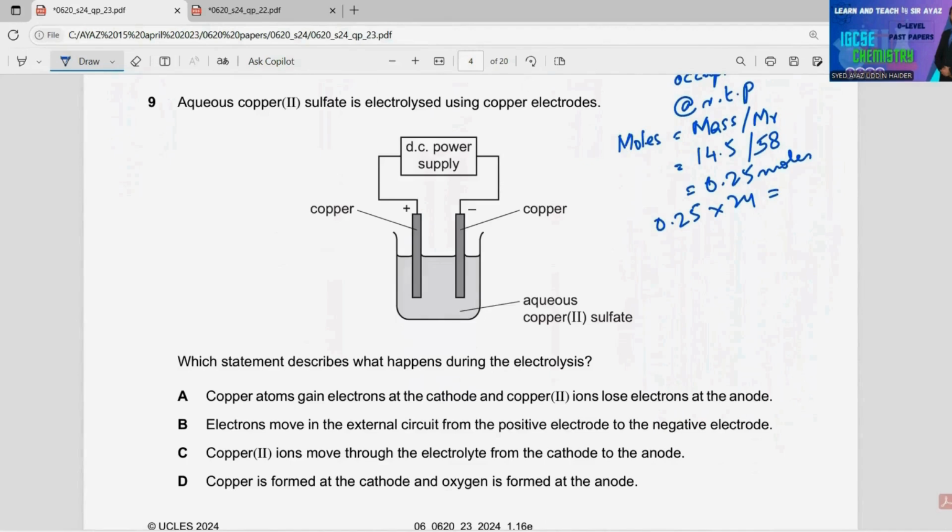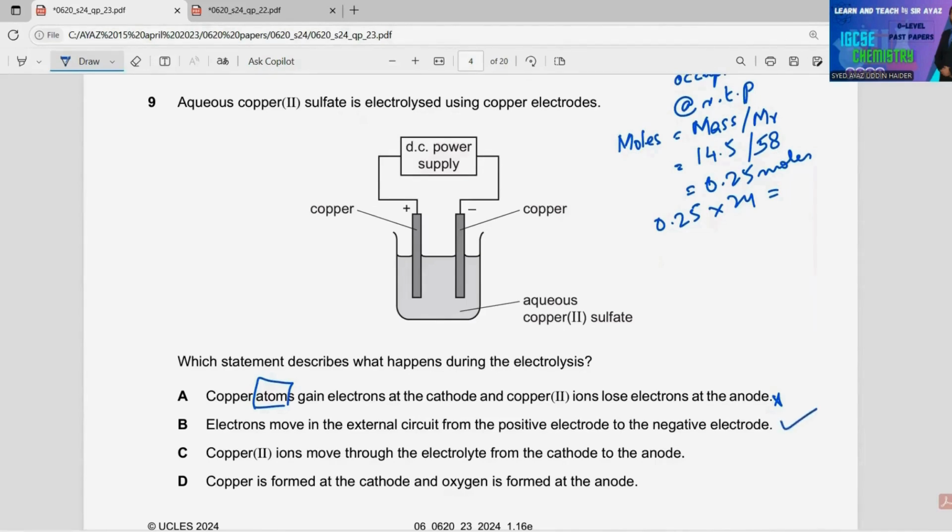Aqueous copper(II) sulfate is electrolyzed using copper electrodes. We have a solution of aqueous copper(II) sulfate with copper electrodes. Which statement describes what happens during the electrolysis? A. Copper atoms gain electrons at the cathode and copper(II) ions lose electrons at the anode. This is incorrect because copper ions will gain electrons at the cathode. So this statement is wrong. B. Electrons move in the external circuit from the positive electrode to the negative electrode.